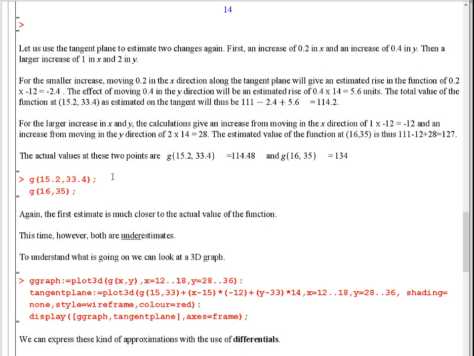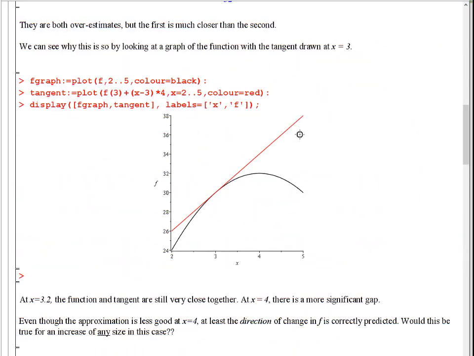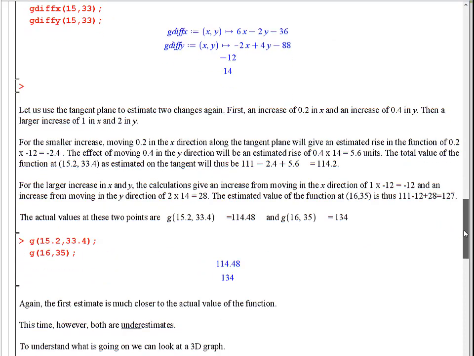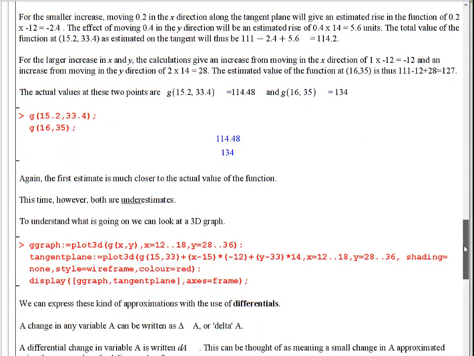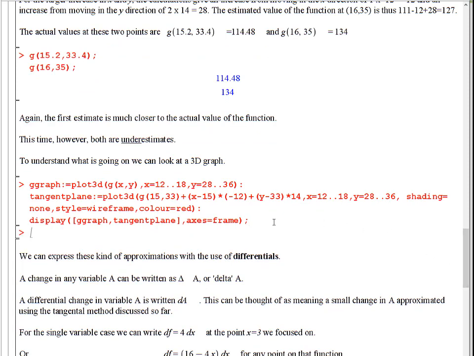As before, we know the actual function, so we can substitute in. Okay, and we find, again, the first one is 114.2, 114, it's really close. And the second one, 127, 134, is quite some way out. So again, the first one is better, but this time, both of them are underestimates. Unlike here, when both were overestimates. You might like to guess why that is before we draw this graph. See if you can predict why I've got underestimates. And then we'll have a look at the graph to see.